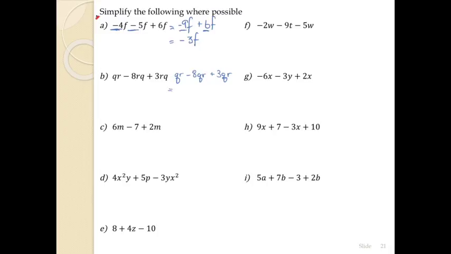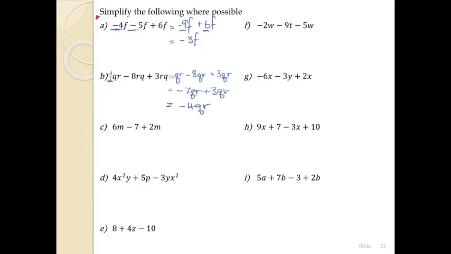Okay, so let me just add the equal sign back in. So what you need to remember is if there is no number out the front, it's equivalent to a 1. So that means that we've got 1QR take away 8QR, which gives us negative 7QR plus 3QR. And then our last line, negative 7 plus 3, will give us negative 4QR. Okay, so if you're not sure on any of those, make sure you speak to your teacher in case you're having any difficulties with those negative indices.